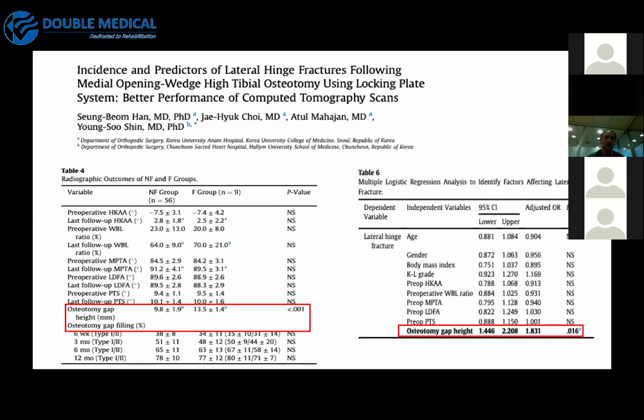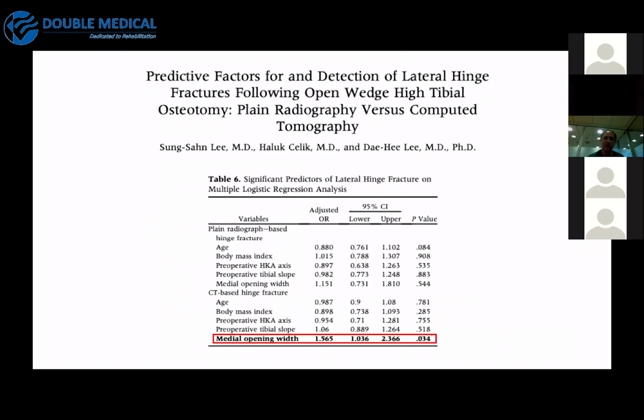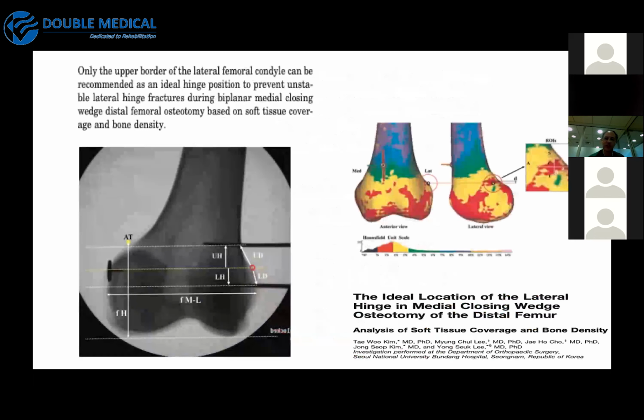But more important than that, we found that one of the main predictors for lateral hinge fractures is that when our correction is over 13 millimeters, there's a higher risk of this fracture. So we need to take care when we get higher corrections. And this is another study from Korea that also showed the same findings, that over 50 millimeters of correction, there's a higher correlation with lateral hinge fractures. We need to take care when we deal with corrections over 12 to 13 millimeters.